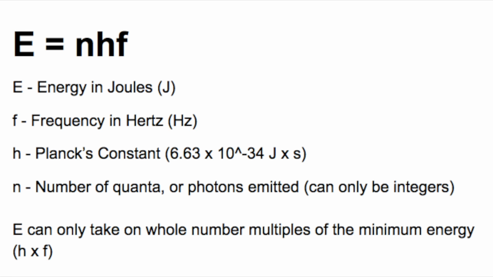n can only be integers because you can't have 1.5 photons, for example, and therefore the energy emitted can only be whole number multiples of the minimum energy resulting from the emission of one photon, which is essentially h times f. Because n can only be integers, E can only take on specific values, which is what results in quantization.